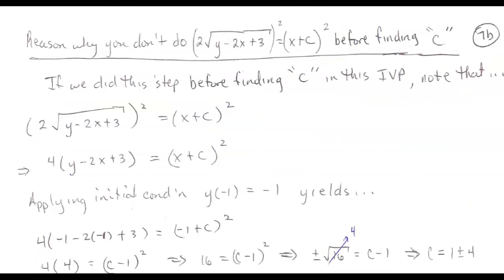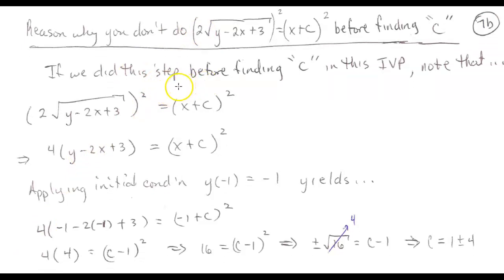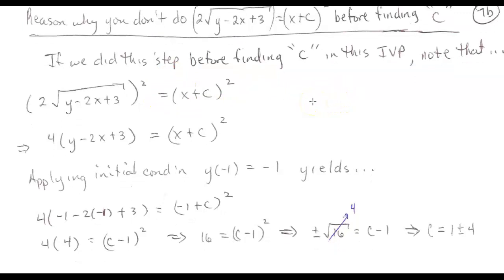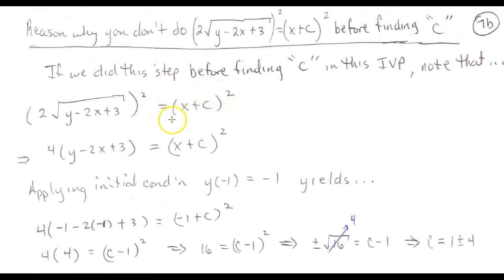So one more thing before we move to that next example. I told you I was going to give you a detailed reason why we didn't want to square both sides and solve for y first. And so I'll go through this process here. If we actually did try to solve for y first in this initial value problem, this is what it would look like. Of course, you square both sides as normal and you get this.